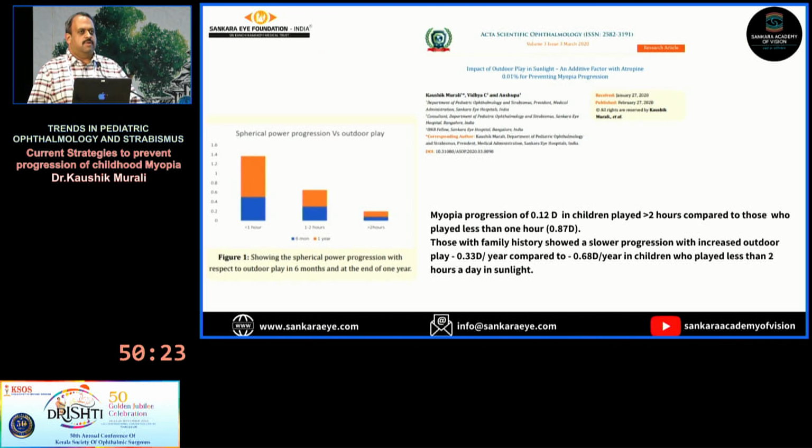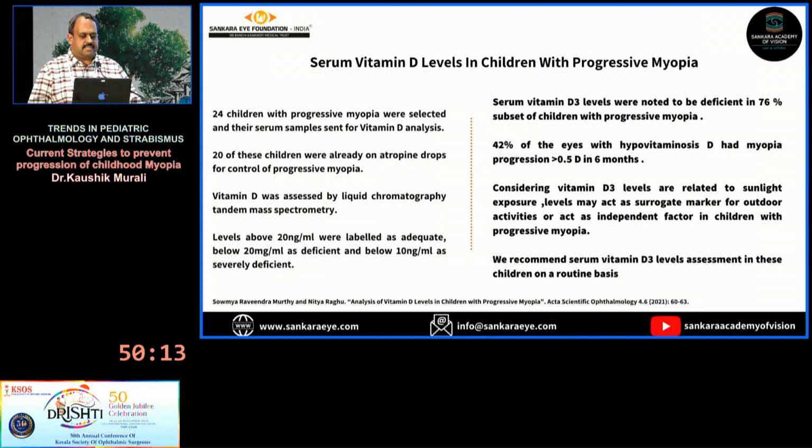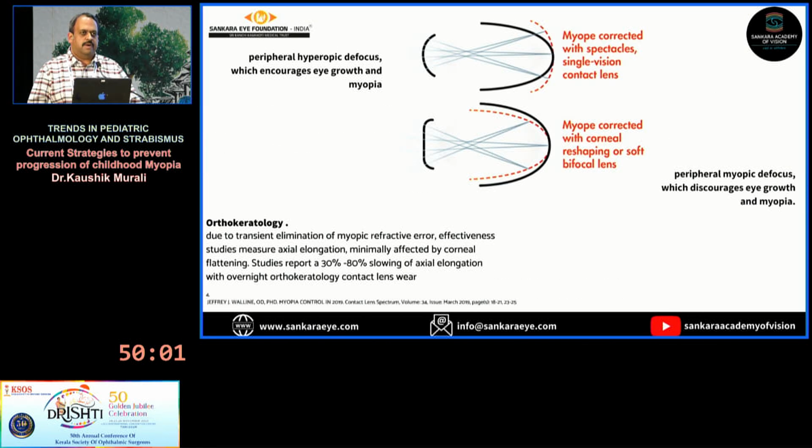Again, we looked at our own population of children who were on low-dose atropine, and what we found was children who spent 90 minutes or more, the progression was much lesser. This difference was even more significant in those who had a family history. Vitamin D again seems to play a role. Getting every child to test their vitamin D3 levels and normalizing it seems to again give some kind of a protective effect, and this again we found it as a trend going forward.